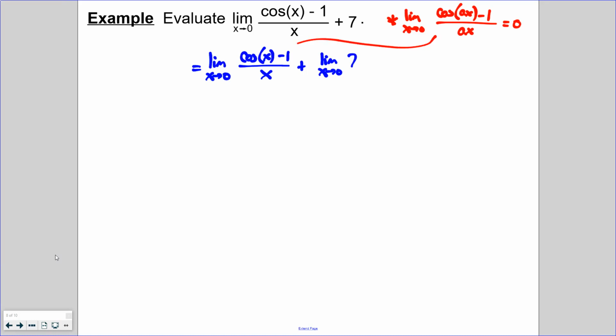And now we can apply our identity to the limit that matches it. So the limit as x approaches 0 of (cosine of x minus 1) over x is going to be 0. And then we know the limit of a constant is just going to be that constant. So the limit of 7 is going to be 7, which means our solution will just be 7, because 0 plus 7 is 7.